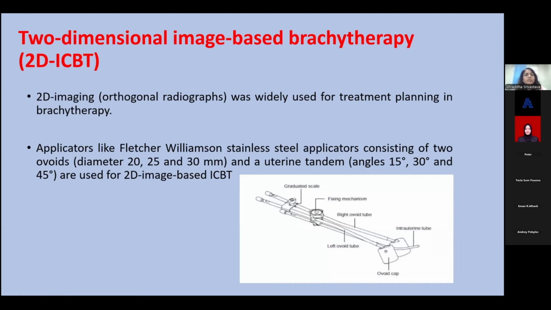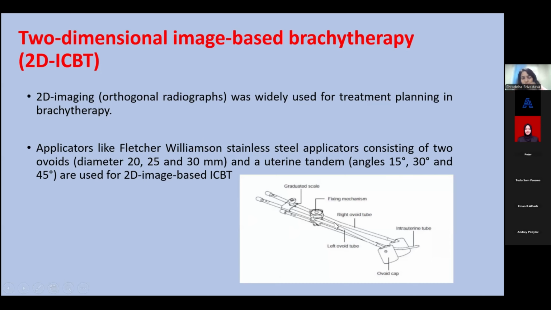Now we come to the two-dimensional image-based brachytherapy or two-dimensional intracavity brachytherapy. So two-dimensional intracavity brachytherapy is based on the use of orthogonal radiographs, which are used for treatment planning in brachytherapy. And applicators like Fletcher-Williamson stainless steel applicators consist of two ovoids.